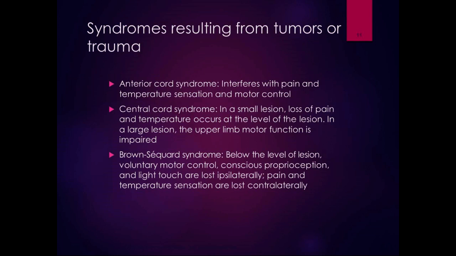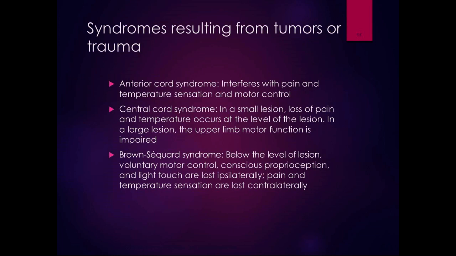Central cord syndrome usually tends to happen in the cervical cord. In a small lesion, you get loss of pain and temperature at the level of the lesion. In a large lesion, upper limb motor function is impaired. Since it happens in the cervical cord, it's upper limb.